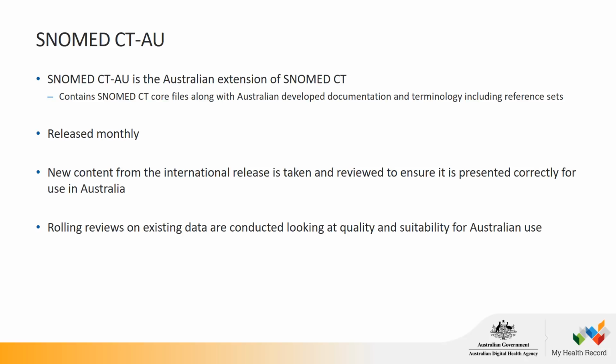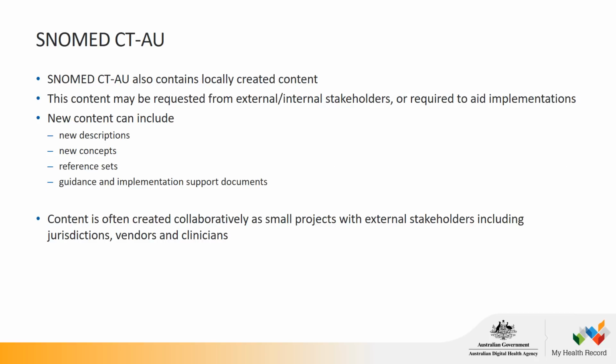One of our services as the National Release Centre is to review new content that comes out of the international release to ensure that it is presented correctly in the Australian context. Some examples of this are spelling or other preferred naming conventions we use in Australia. We also have continuous reviews on existing data to look at quality and suitability. Often we do this in collaboration with stakeholders. SNOMED CT-AU also contains locally created content.